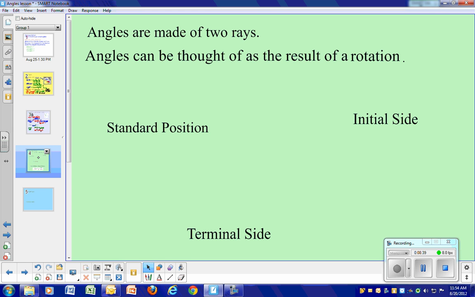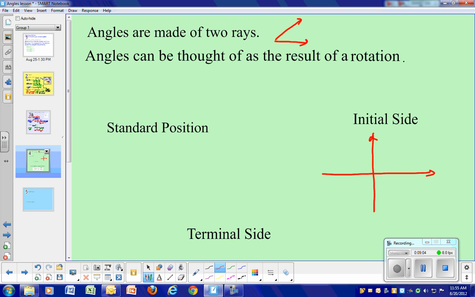All right, next idea is going to be more about ways that we can think of angles in general. We are going to think of angles as being rotations a lot in trigonometry. In geometry, you just thought about, okay, if I have a ray and then another ray, that's an angle. Angles can also be thought of as rotations. That initial side is what you begin with.